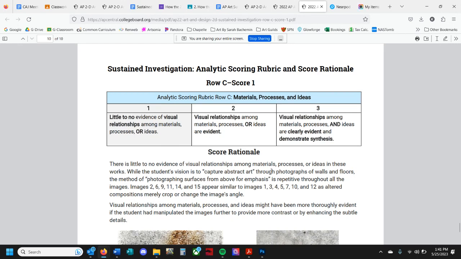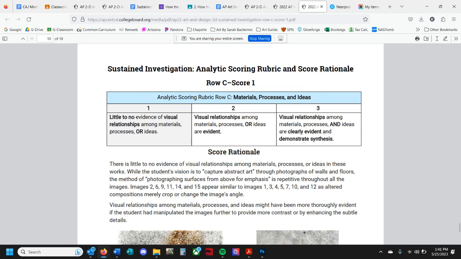So this is a good example of how not to show revision, experimentation, or exploration of an idea over time. Images 2, 6, 9, 11, 14, and 15 appear similar to images 1, 3, 4, 5, 7, 10, and 12 as altered compositions, which merely crop or change the image's angle. They didn't even take new images. They just took the same image and cropped it differently and then presented that as a brand new piece. No, you can't do that.